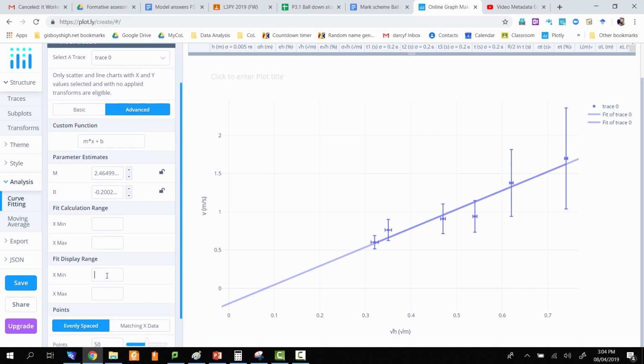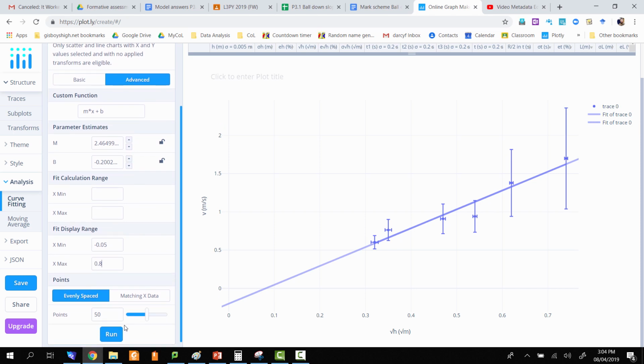And so negative 0.05, and I said it was to 0.8, I believe. Let's run that, and it obviously just appears exactly on top of it. You see it went darker. But here's the tricky one now.